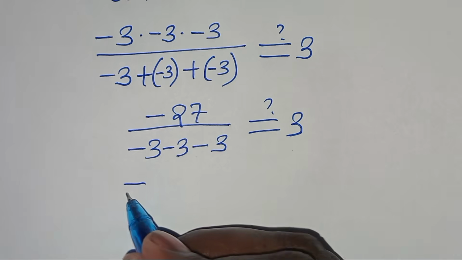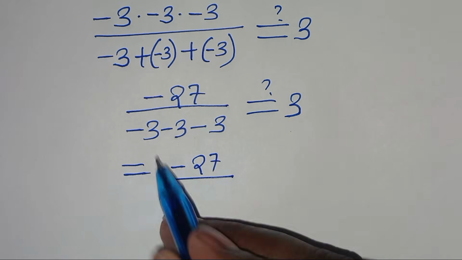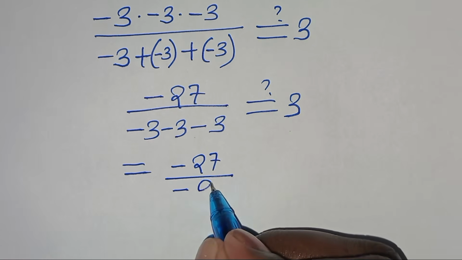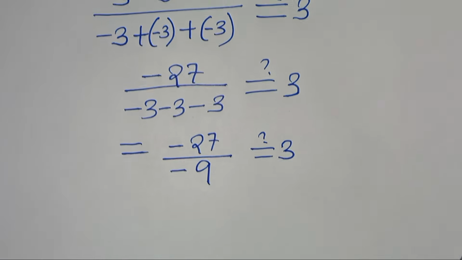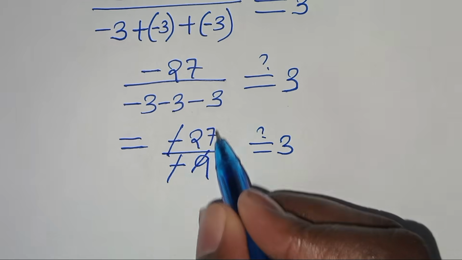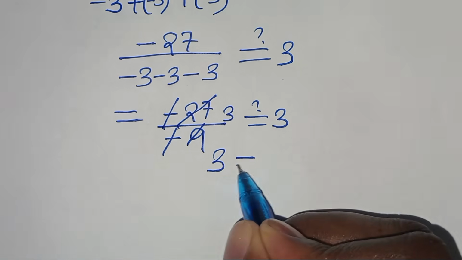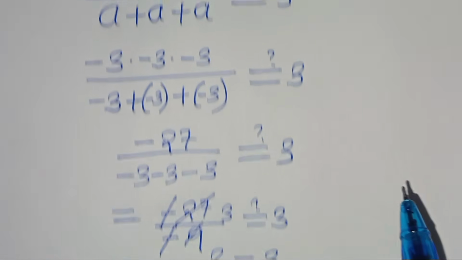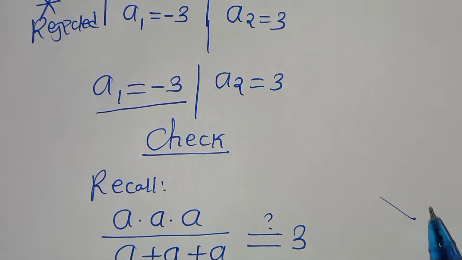So this is equal to minus 27 divided by minus 3 minus 3, this is minus 6, minus 3, this is minus 9. This should give us a value of 3. So if we cancel minus and minus here, then we have 27 over 9, and this is equal to 3. So we have 3 on the left hand side equal to 3 on the right hand side. And this confirms that a1, which is equal to minus 3, satisfies the equation.